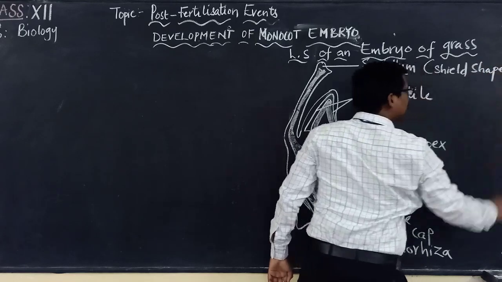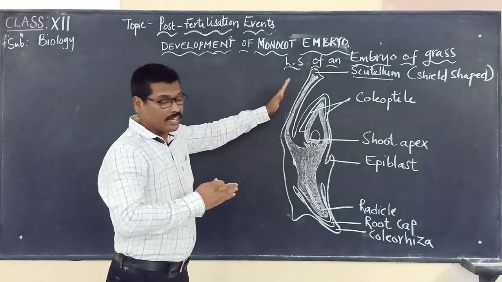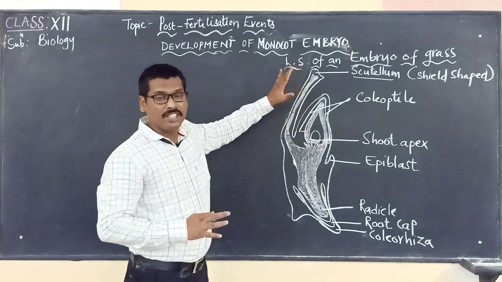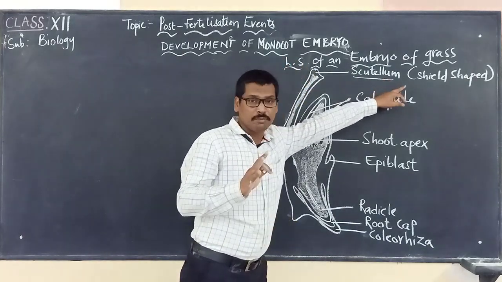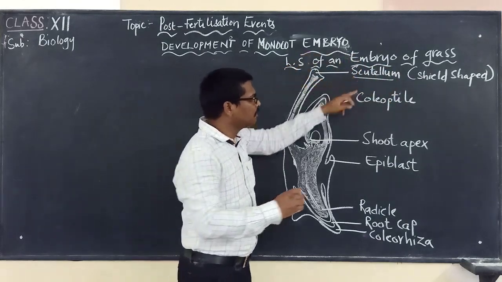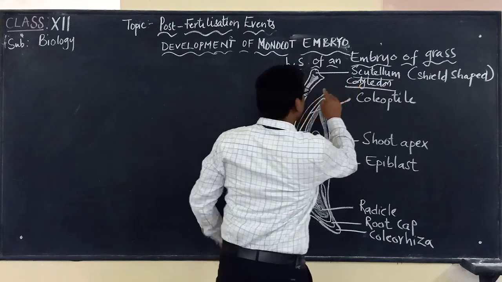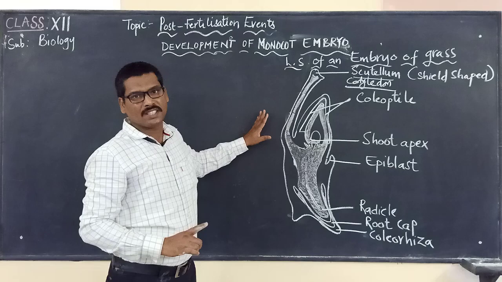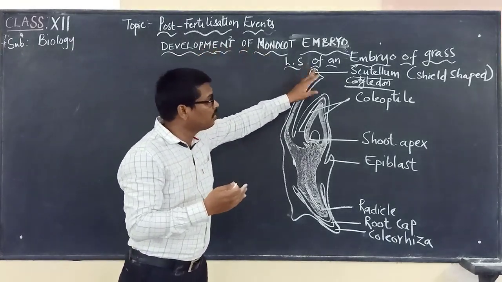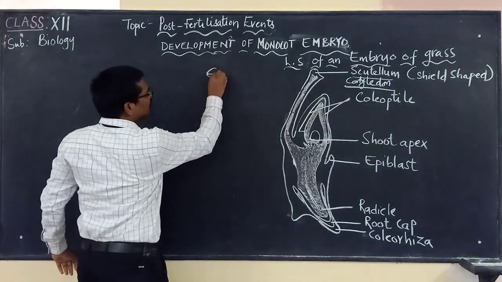Okay, scutellum is shield shaped, and it is present on one lateral side of the embryo. In simple words, we call it shield shaped. So the scutellum is nothing but a cotyledon. Here we can see very clearly that there is only one cotyledon present in the monocot embryo. When the monocot embryo develops, we can see only one cotyledon, and this is very common in the grasses.